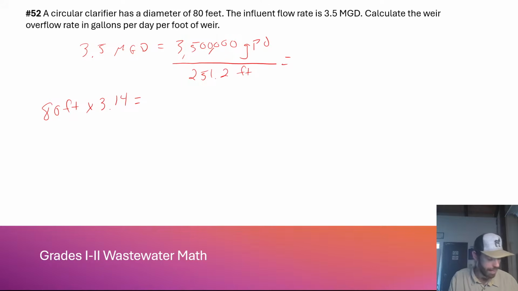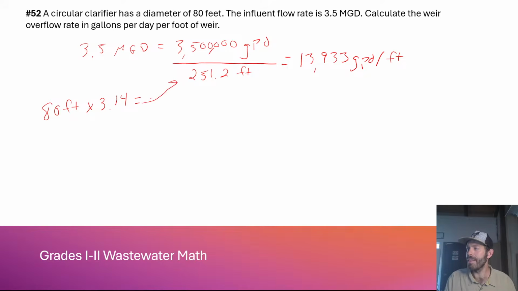And that gives me, where's my notes? 13,933, which is a pretty typical textbook answer. I think 10,000 to 20,000 gallons per day per foot weir overflow rate is acceptable. Sorry, I just went right to the fraction.